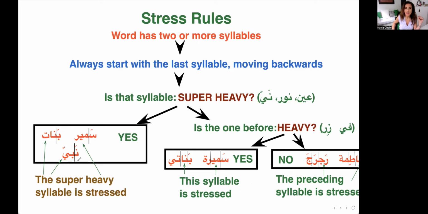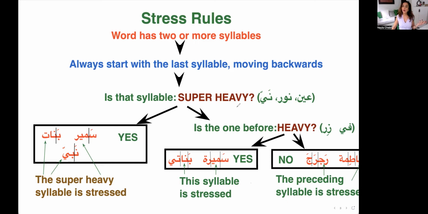Another example is the word prophet. Nabi. Okay, it's made up of two syllables. Na, bi. Is the last syllable super heavy? Of course it is. B. Consonant, doubled long vowel. That's where my stress lies. Listen, Nabi.